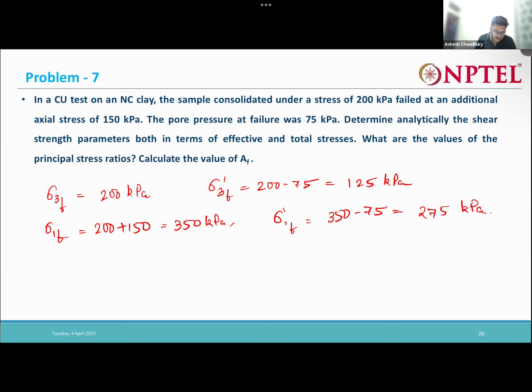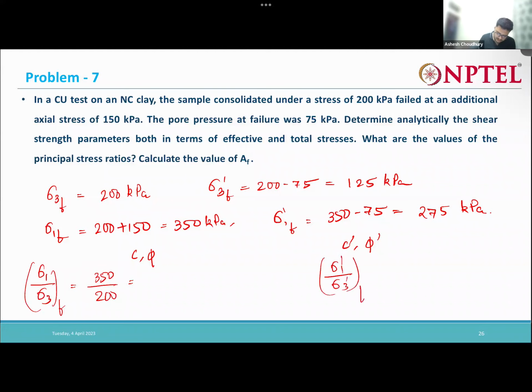Okay. So now we need to determine C, phi and C dash, phi dash. But before that, let us determine the principal stress ratios. What is sigma 1 by sigma 3 at failure? 350 divided by 200, which is 1.75. And sigma 1 dash by sigma 3 dash at failure is 275 by 125, which is 2.2.